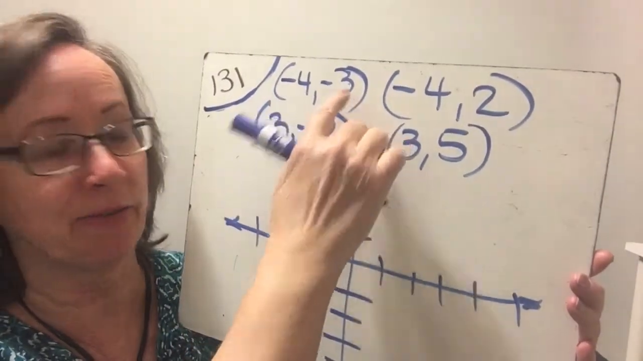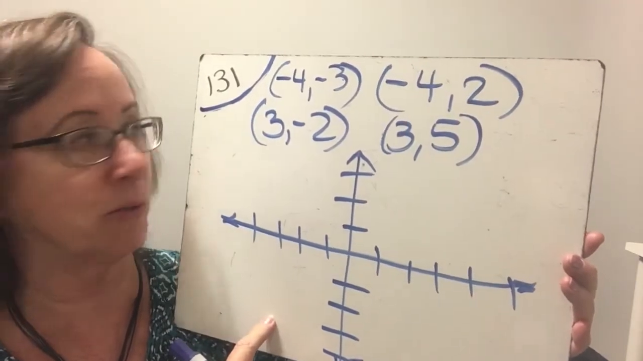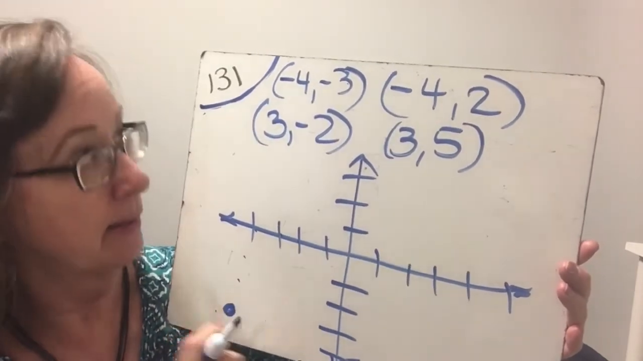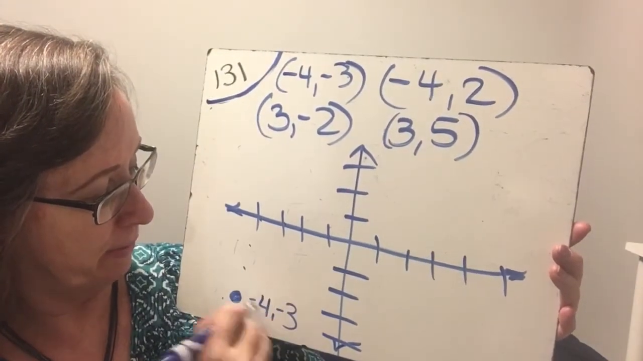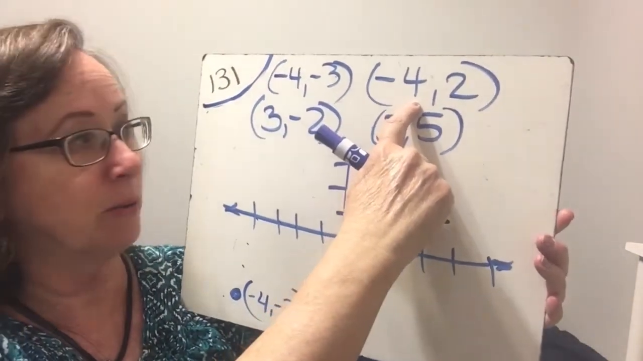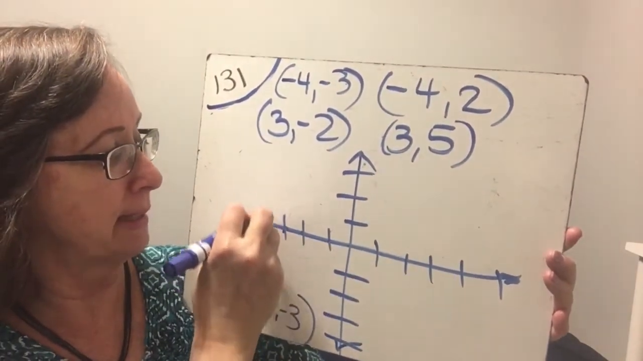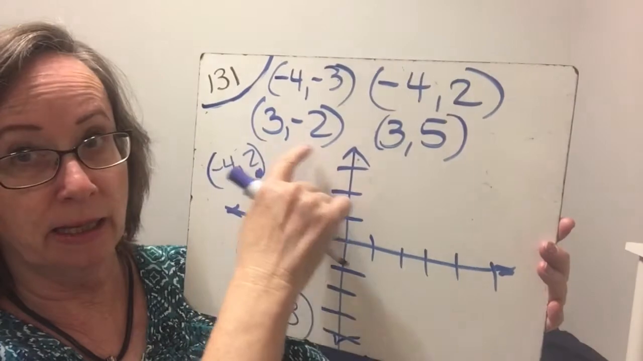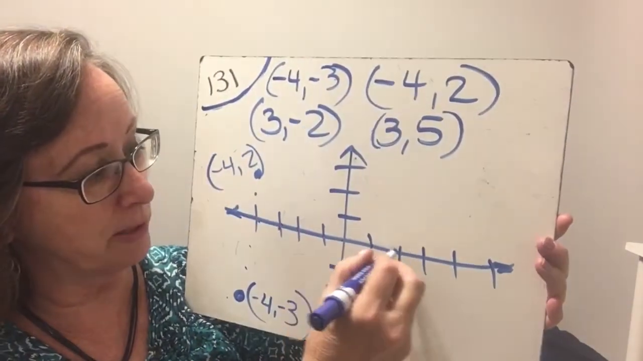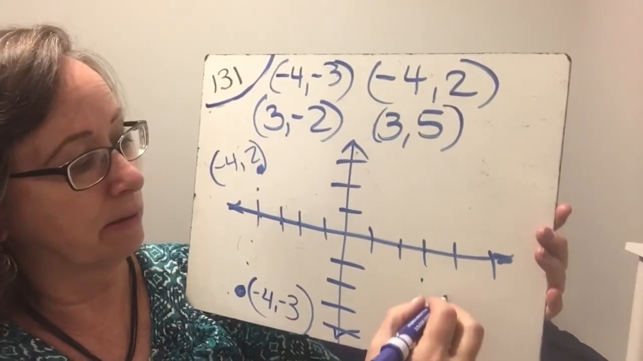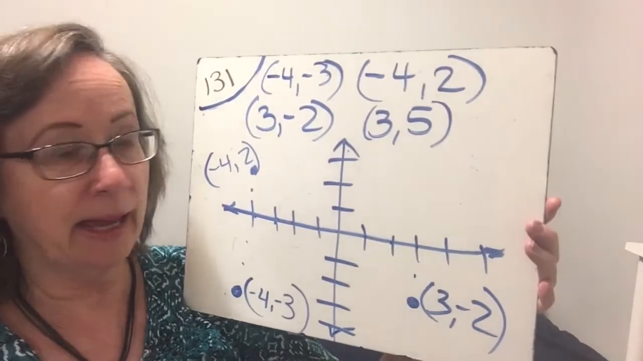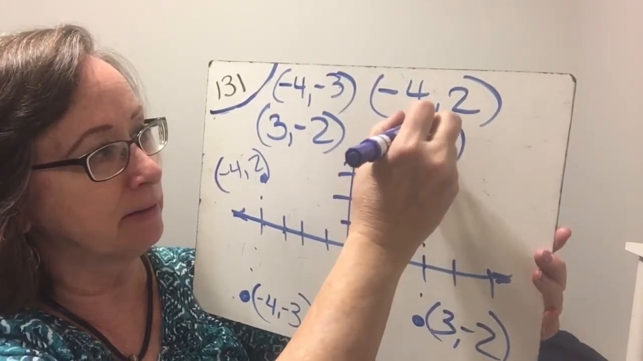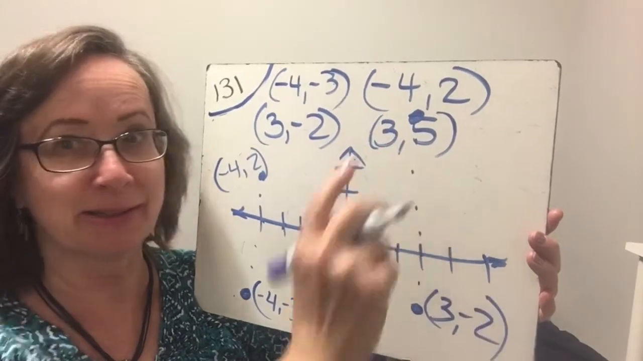Okay, so (-4, -3), left and down, will be in the third quadrant. -4, 1, 2, 3, 4, 1, 2, 3. So, (-4, -3). (-4, +2). So, -4, +2. (3, -2), so +3, -2, 1, 2, 3, down 2. And (3, +5), 1, 2, 3, 1, 2, 3, 4, 5. It's way up there. I don't even have to label it because it's already labeled.